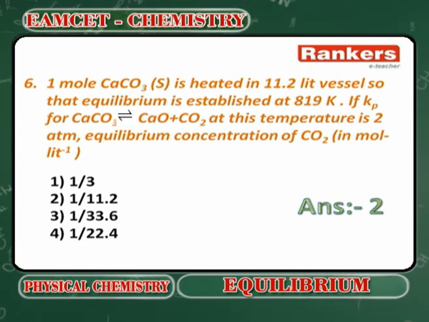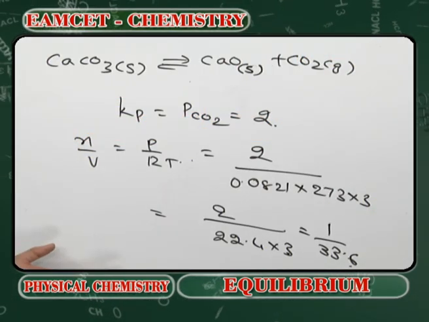At 819 Kelvin, it is heated in 11.2 liters. P by RT is the answer. 1 by 33.6 is the answer.